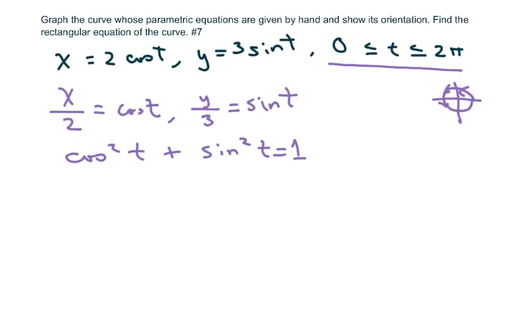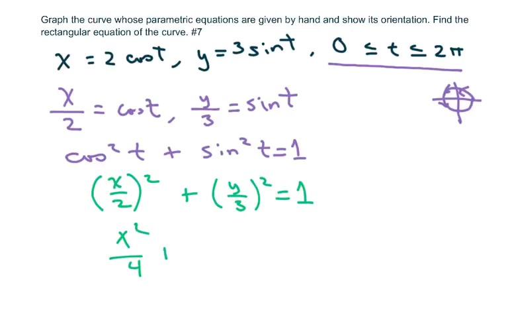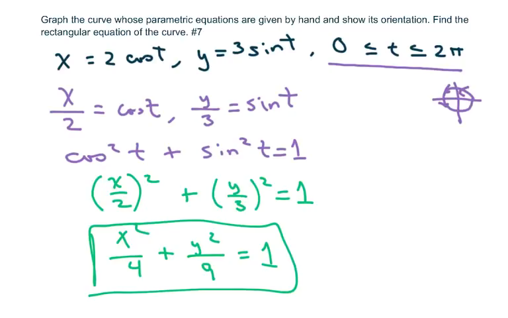So basically, cosine of t is x over 2 squared. I'm just substituting. And sine of t is y over 3, and then you square it. And that equals 1. So you get x squared over 4 plus y squared over 9 equals 1. So there's your rectangular equation.